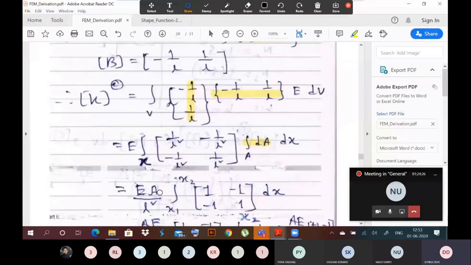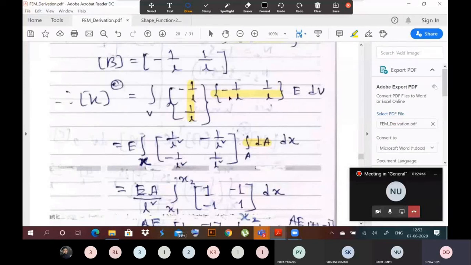If I multiply these two matrices, or two vectors, we will get 1 by L square, minus 1 by L square, minus 1 by L square, and 1 by L square. This is 2 by 1, this is 2 by 1 and this is 1 by 2. So if we multiply, we will get 2 by 2. So ultimately this will be a 2 by 2 matrix.